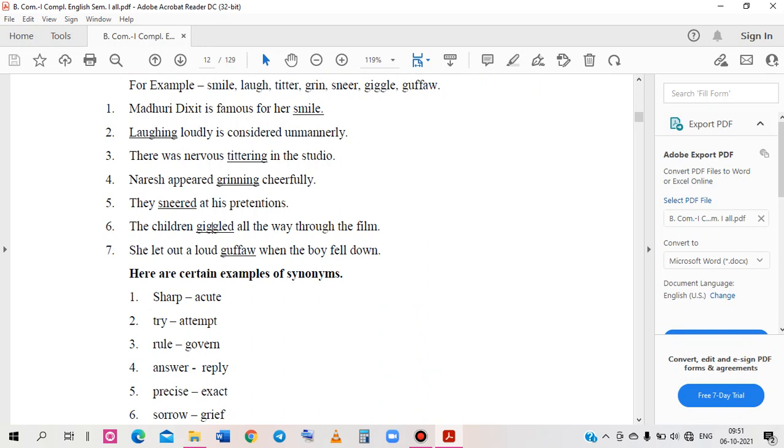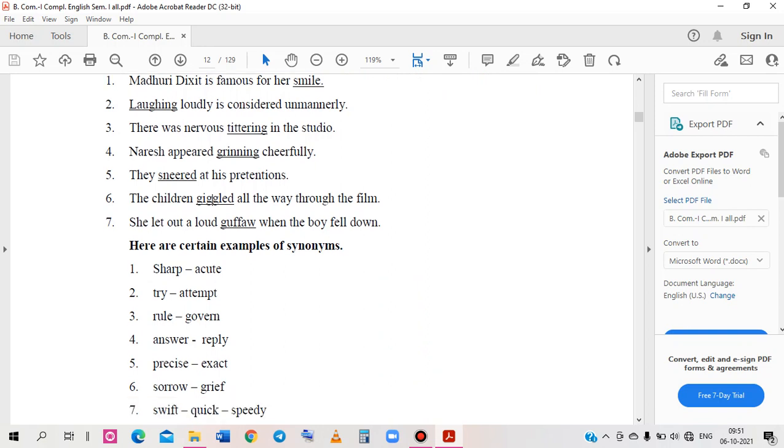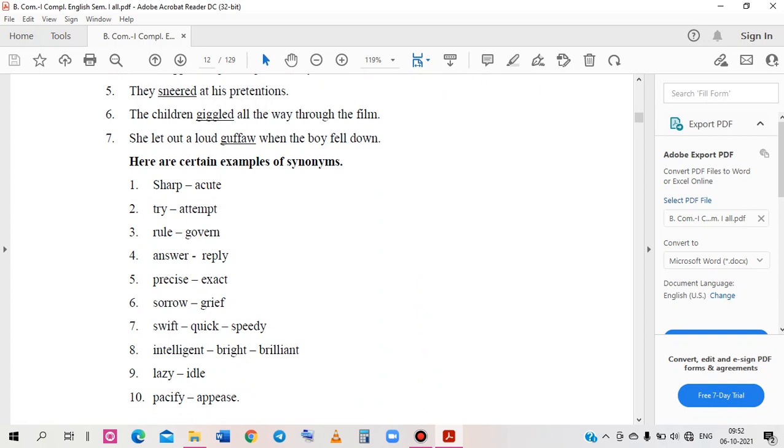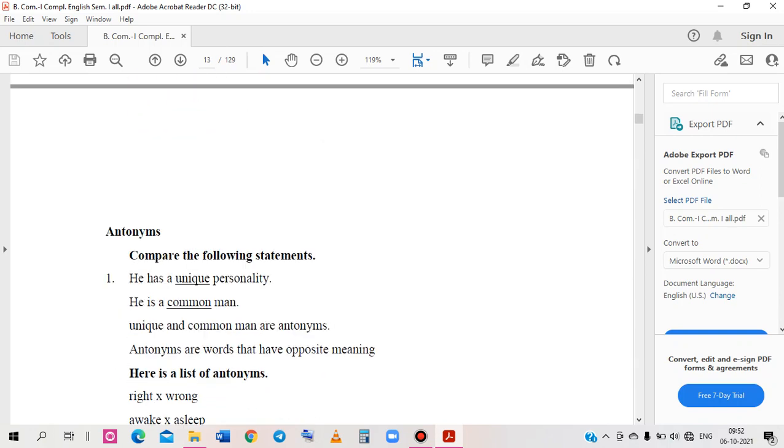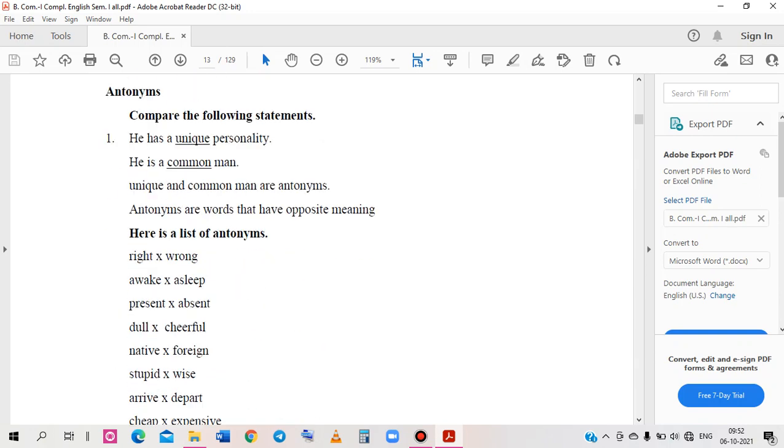Here are certain examples of synonyms: sharp, acute, try, attempt, rule, govern, answer, reply, precise, exact, sorrow, grief, swift, quick, speedy, intelligent, bright, brilliant, lazy, idle, specify, appease. So these are the examples of synonyms. Then the antonyms. He has a unique personality. He is a common man. Unique and common are antonyms. Antonyms are words that have opposite meaning.